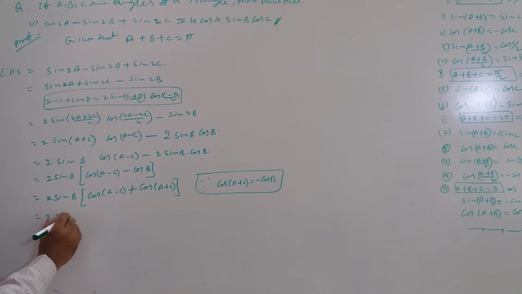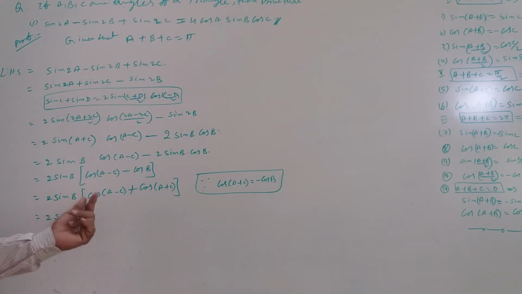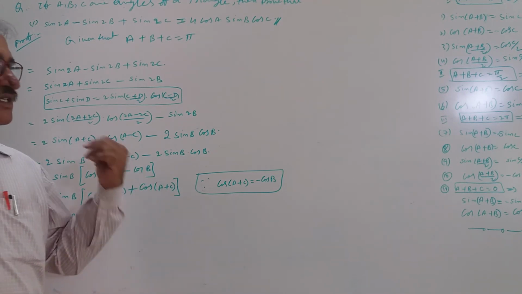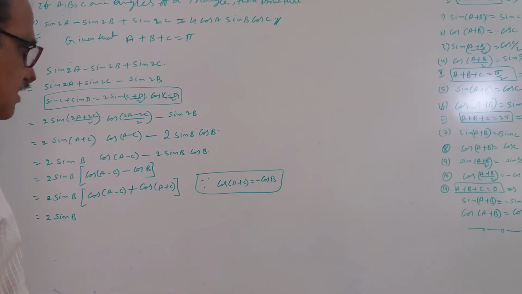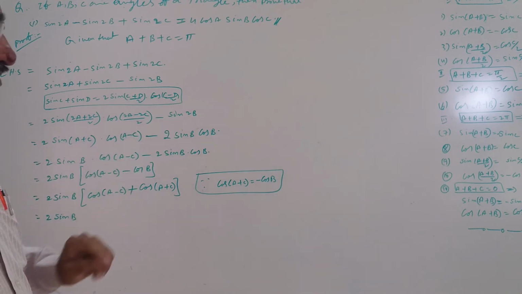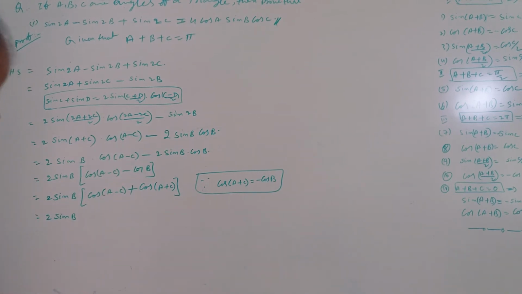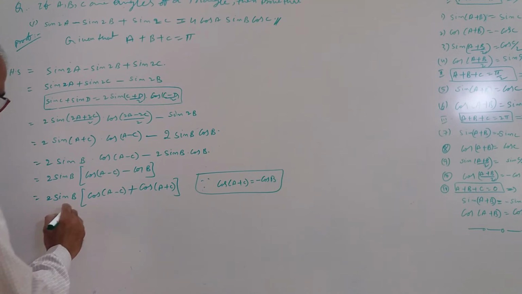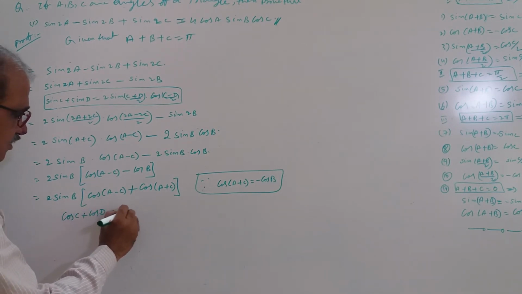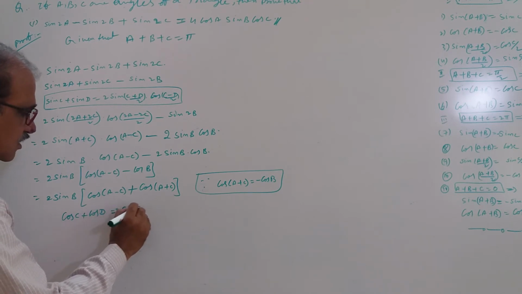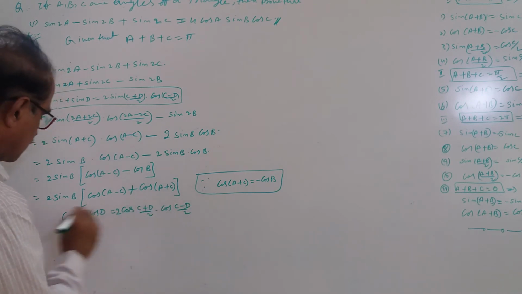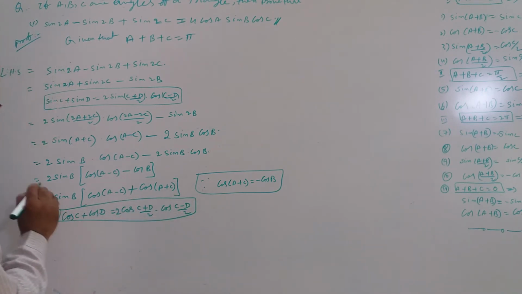2 sin b into, in the bracket it is in the form of cos c plus cos d. What is cos c plus cos d? We know that sin c plus sin d is equal to 2 sin (c plus d) by 2 into cos (c minus d) by 2. Similarly, cos c plus cos d is equal to 2 cos (c plus d) by 2 into cos (c minus d) by 2. This is our formula.